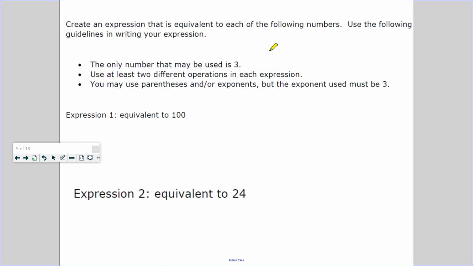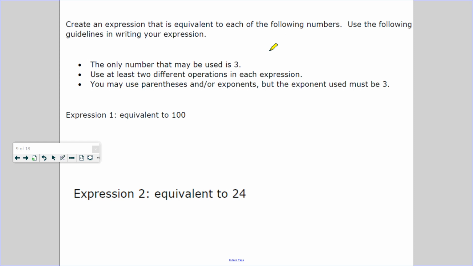And station number 2 is you're going to create an expression that is equivalent to each of the following numbers. Use the following guidelines in writing your expression. The only number that may be used is 3. You use at least 2 different operations in each expression. You may use parentheses or exponent, but the exponent must be 3. So you may either do 100 or 24.